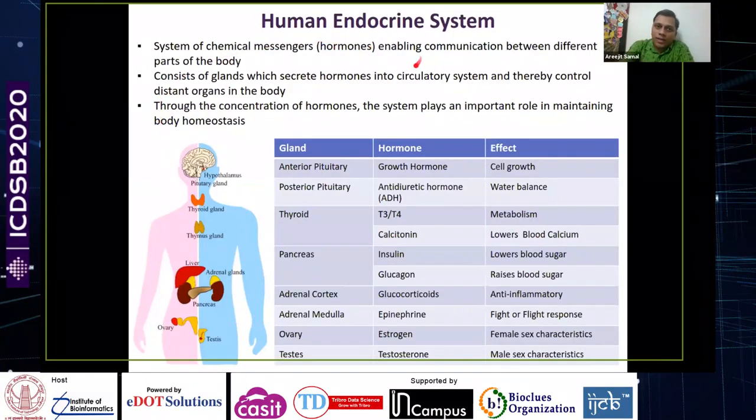If you look at the endocrine system, it is basically a system of chemical messengers or hormones enabling communication between different parts of the body. It basically consists of glands which secrete hormones into the circulatory system and thereby control distant organs in the body. So I have listed glands, hormones, and their effects in the body in this table.